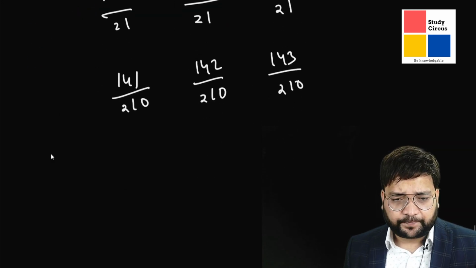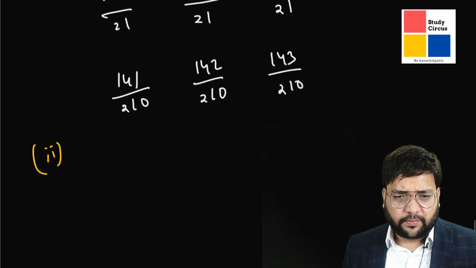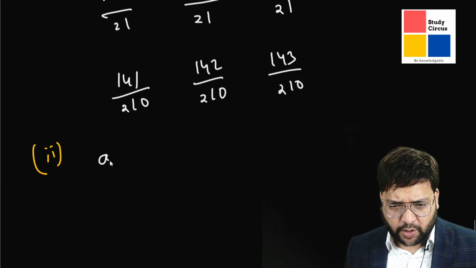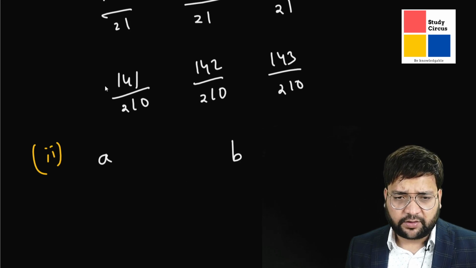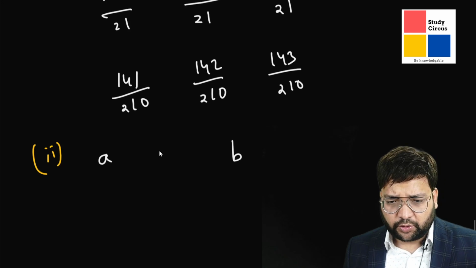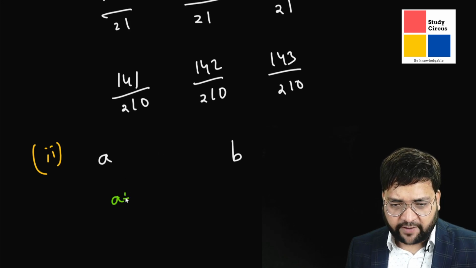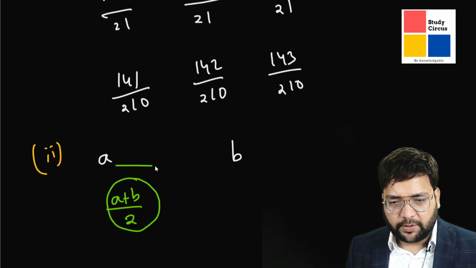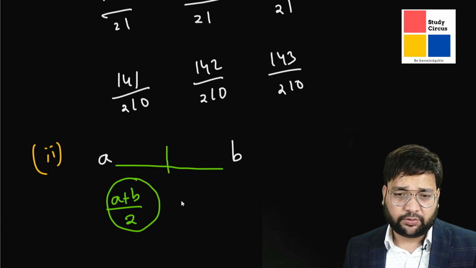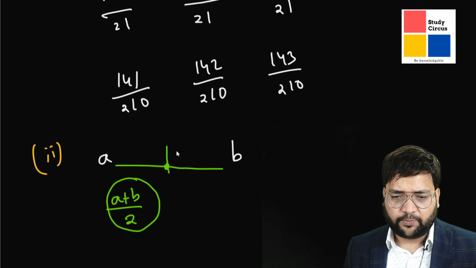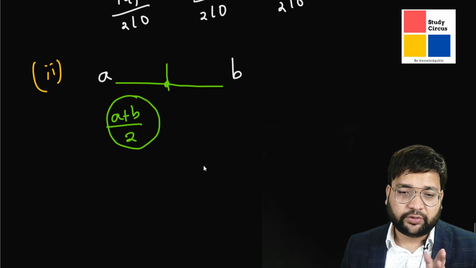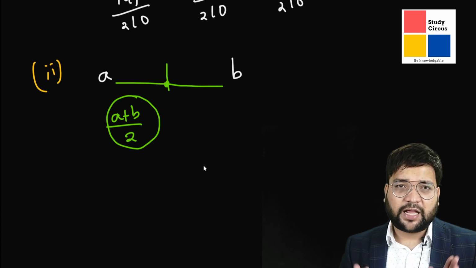Another method can be by finding the mean. Let's say you have to find numbers between a and b, two numbers given. The mean means the average. A plus b upon 2 will be a number in between, right? This is the midpoint between the two numbers, equidistant from a and b. So a plus b upon 2 is a number greater than a and less than b, if I say that a is lesser than b.